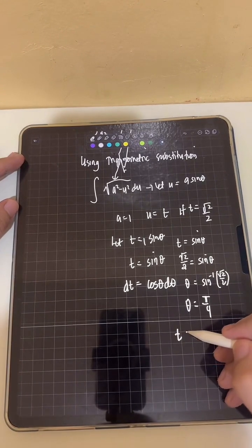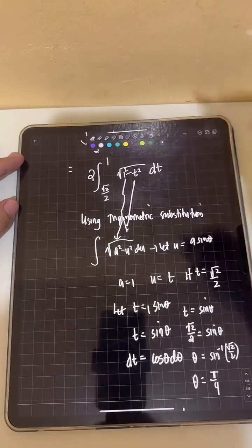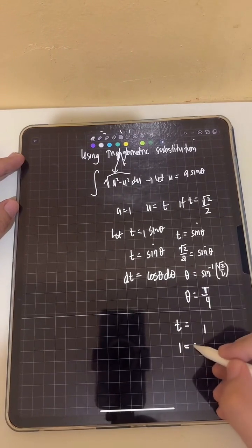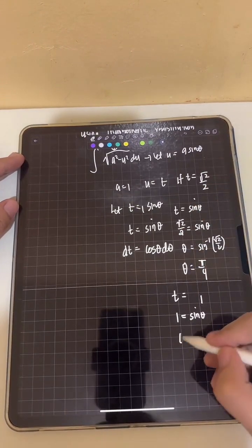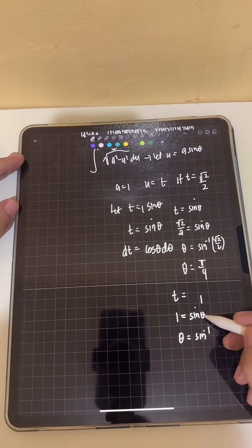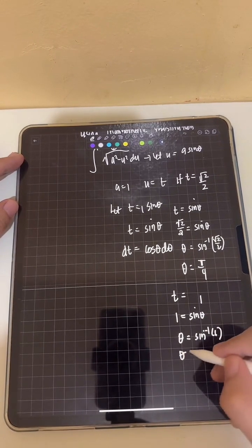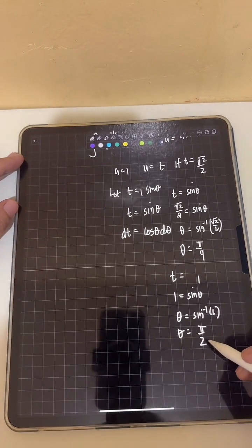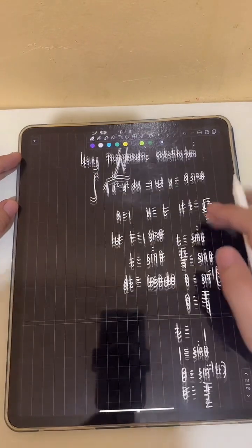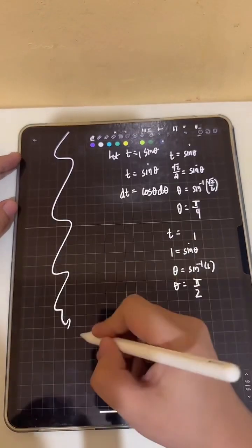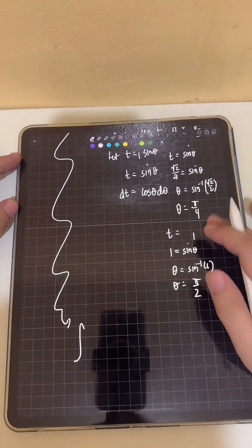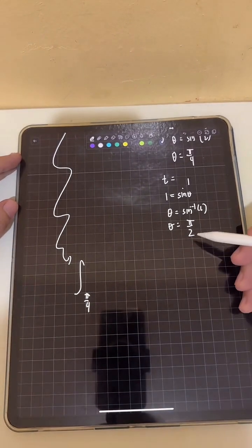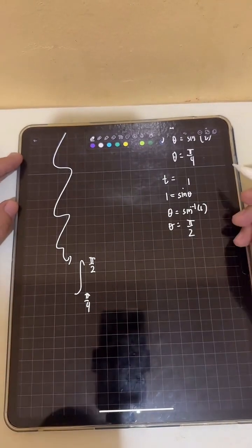For the new upper limit, if the original upper limit in terms of t is 1, so I substitute here, t is 1 equal to sine theta. Again, getting the inverse sine, theta is equal to arc sine of 1, which is pi over 2 or 90 degrees, right? Because sine pi over 2 is 1. Now, substituting, the new integral in terms of theta will be, so the new lower limit is pi over 4, while the new upper limit is pi over 2.